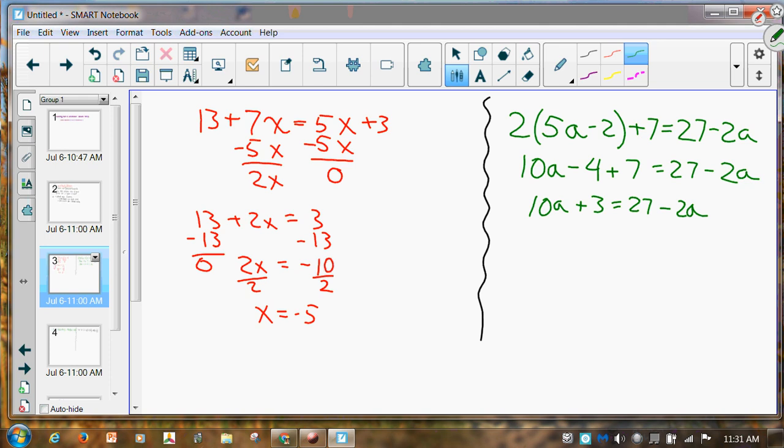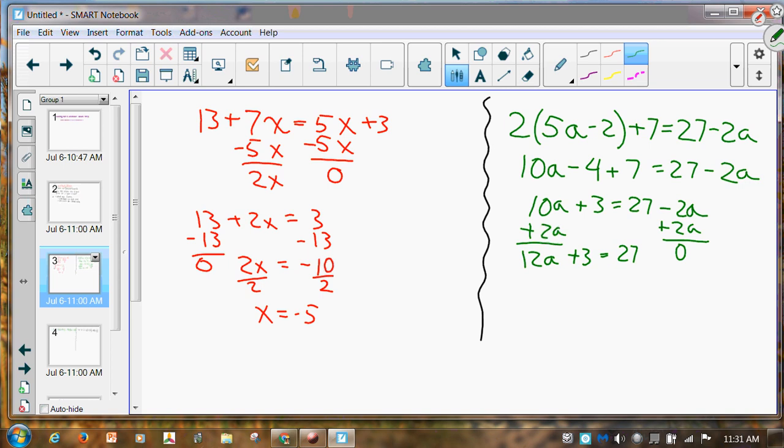So let's go ahead and regroup these in such a way that we get all the variables on the left and all the numbers on the right. If we want all the variables on the left, we have to get rid of the minus 2a on the right. So we'll add 2a to the minus 2a, and that will take that away. Of course, we have to add the 2a on this side too. So when we do this, this side becomes 0 for the variable, and this becomes 12a. So we've got 12a plus 3 equals 27.